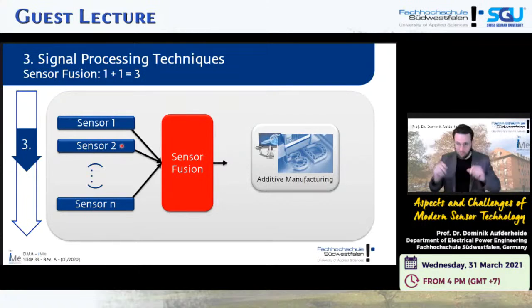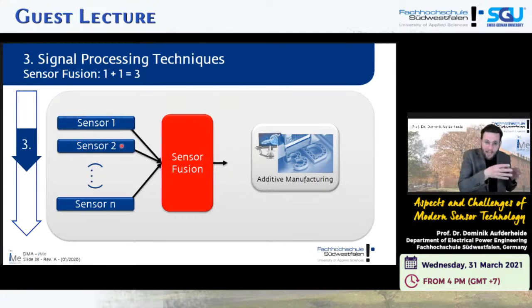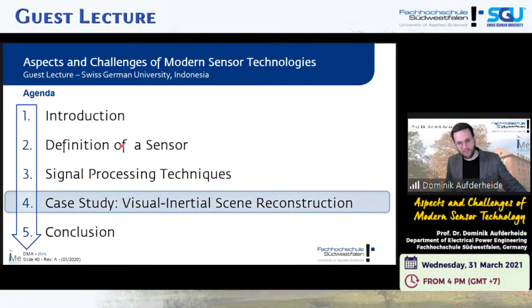Sensor fusion means, in general, when I just want to formulate it in a very easy way, if I have a sensor for a specific unit, and I know I cannot trust the reading of the sensor 100% because it's affected by some kind of error, I usually can get a better result of the reading if I'm taking into consideration sensor readings from other sensors as well. So I add additional sensors, and then I maybe have complementary information which I can fuse in order to get a more clear view about the value I want to talk about. And this I want to make, let's say, clear on a case study for visual inertial scene reconstruction right now.